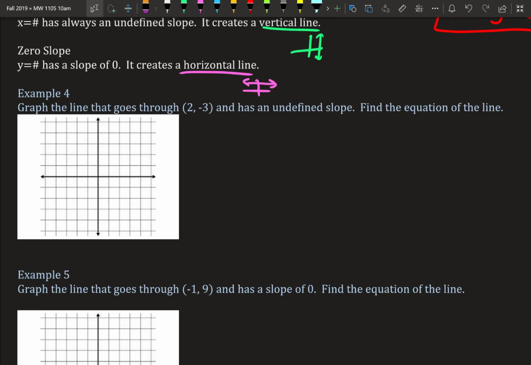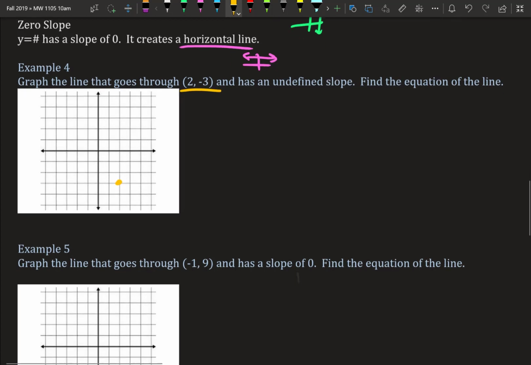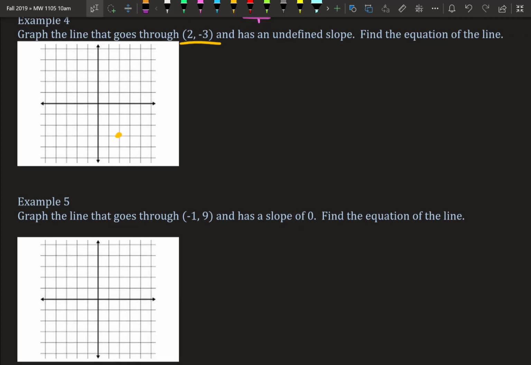So let's graph the line that goes through 2, negative 3 and has an undefined slope. So 2, negative 3. That's right here. Undefined slope. I think to myself, undefined. That's straight up and down. Now, what axis did we go through? The orange line goes through the x-axis, and x is 2. That's the equation of the line.